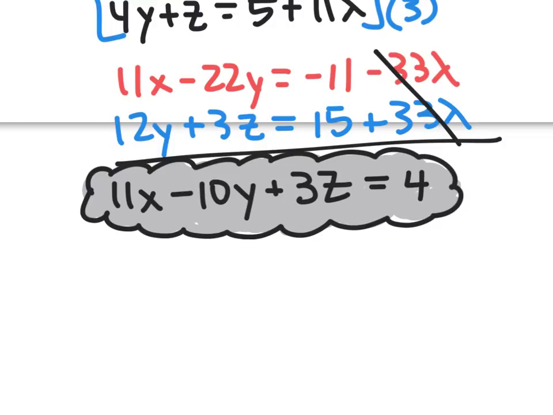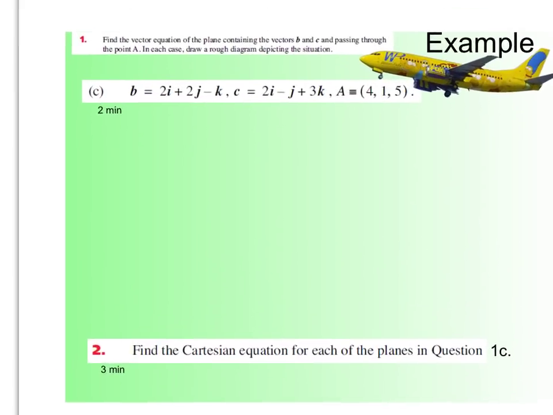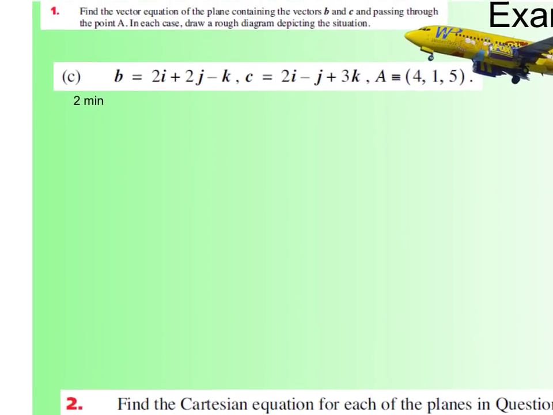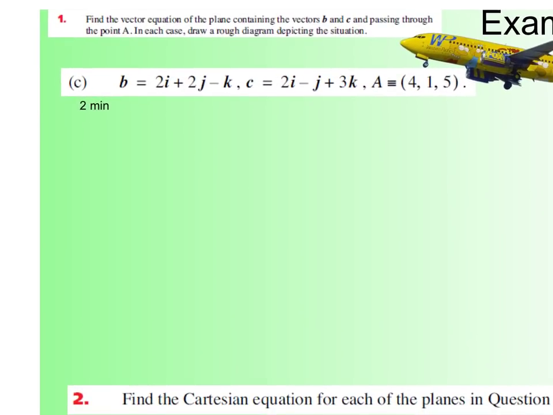Okay, let's try another example where we have a little different information given. Okay, here's an example where I'm given 2 vectors and a point. Now this is actually an easier example. Okay, find the vector equation, I'm just reading from the top, of the plane containing the vectors b and c and passing through the point A. In each case, draw a rough diagram depicting the situation.